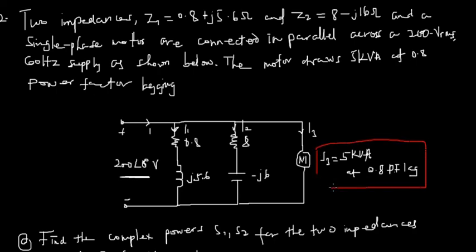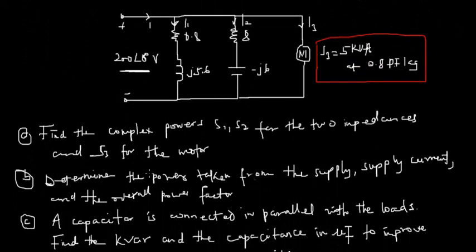That's what we have over here. Now we have to do what? The entire question is being summarized into this diagram. So now we have to find the complex powers S1, S2 for the two impedances, impedance 1 and impedance 2, and then find S3 for the motor. So we have to find the complex power for the motor.